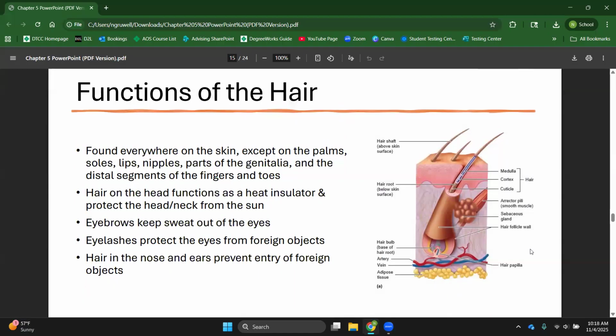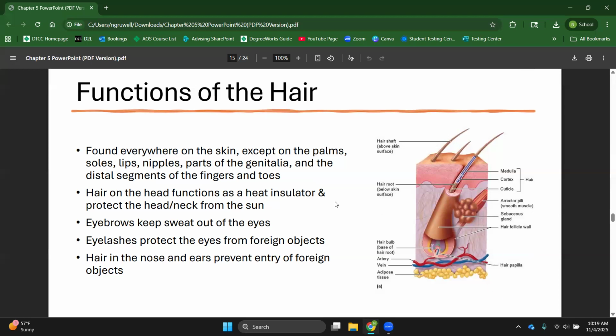Okay, moving on to hair. So, like I said, try to remember that the integumentary system is not just our skin. That's our primary organ, but all the accessory structures contribute as well. So that includes both hair and nails. And we find hair everywhere on the skin except the palms of the hands, the soles of our feet, the bottom of the feet, our lips, the nipples, some parts of the genitalia, and then certain distal segments of the fingers and the toes. So once we get all the way towards the end of our fingers and toes, we don't find as much hair.